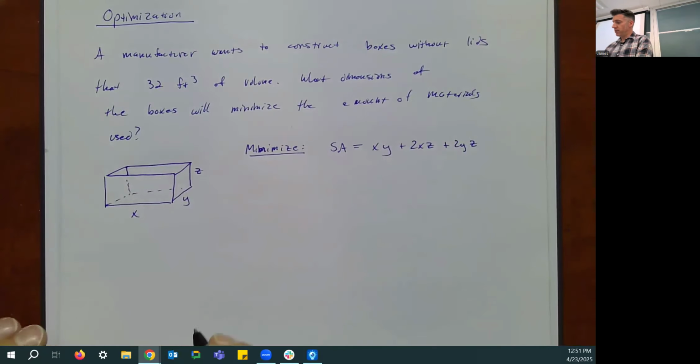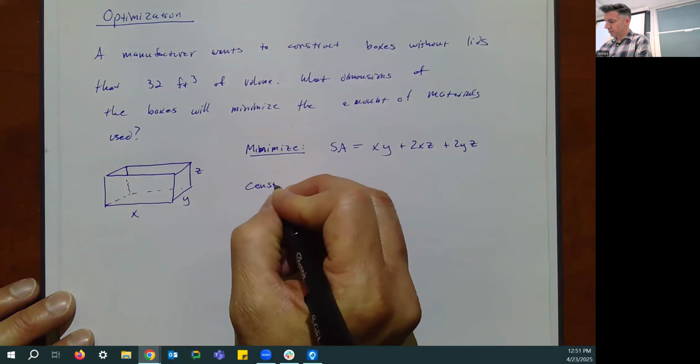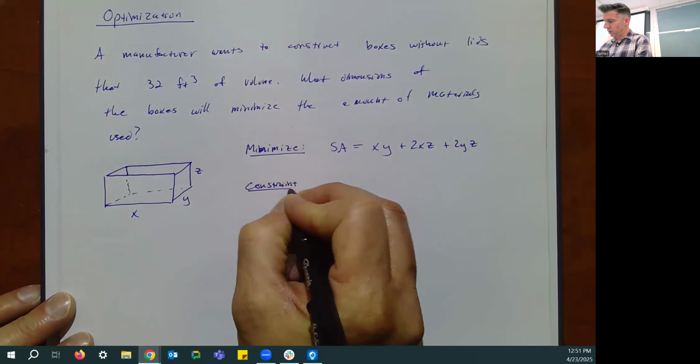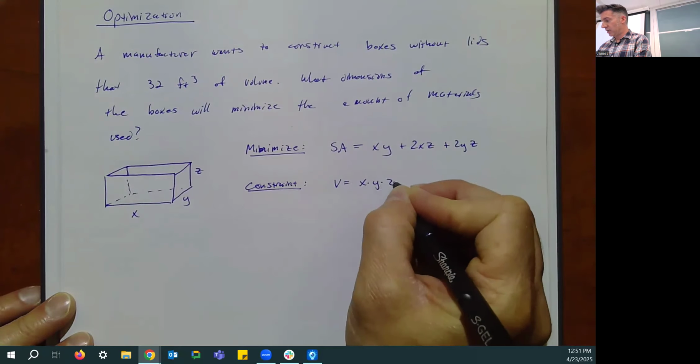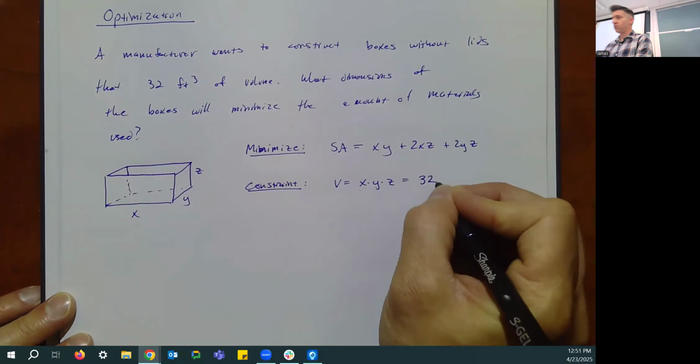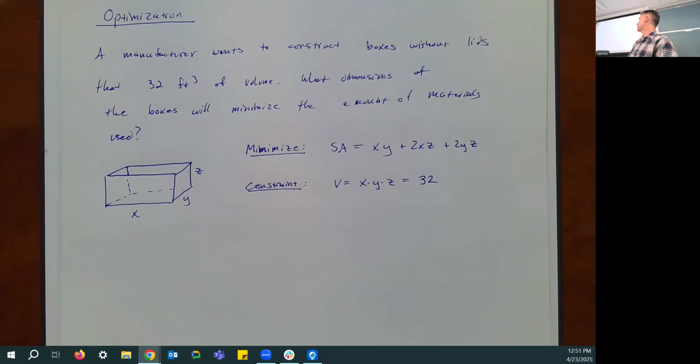And now our constraint is that the volume should equal, well, the volume is X times Y times Z, and it should equal 32. And the rest of this is pretty much the same thing we've done a few times, but right, we isolate a variable, we plug it into the other thing.